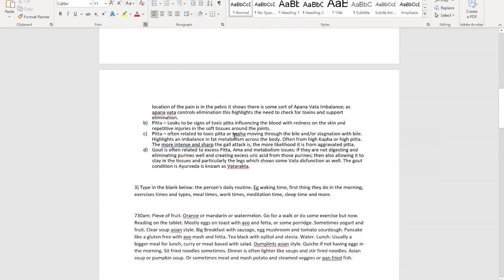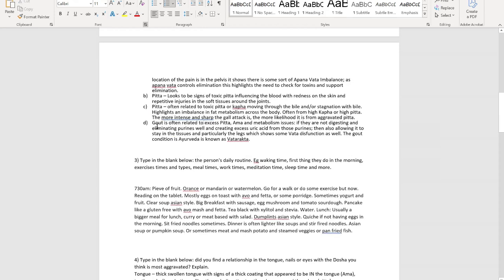Gallstones are often related to toxic pitta or kapha, moving through the bile and or stagnation with bile. It highlights an imbalance in fat metabolism across the body, often from high kapha or high pitta. The more intense and sharp the gall attack is, the more likely it is from aggravated pitta. So his was that intense, sharp, needed surgery to remove it quickly. And then our last symptom of gout.